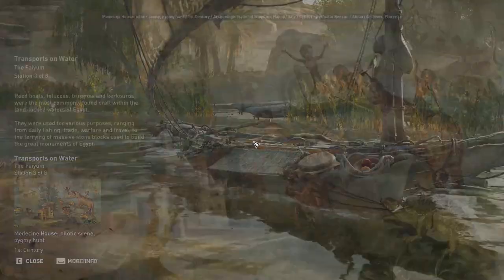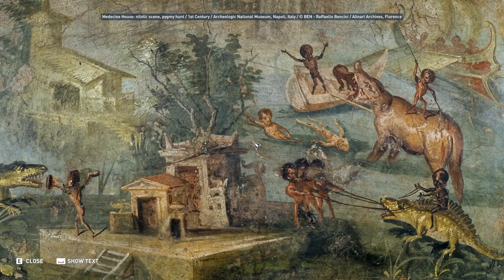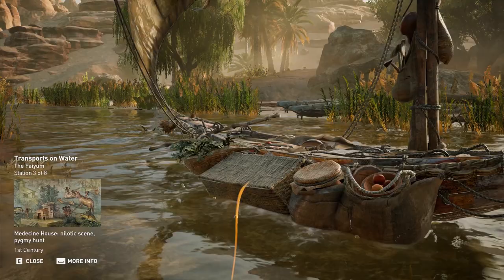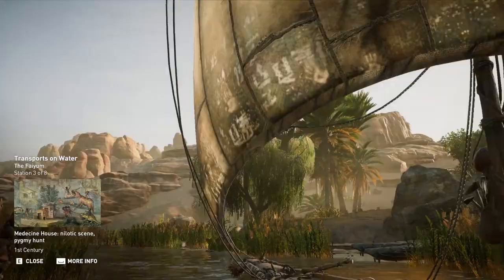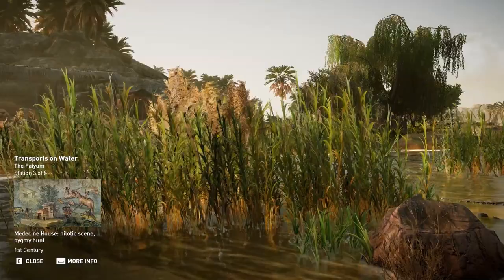Reed boats, feluccas, triremes, and kerkeros were the most commonly found craft within the landlocked waters of Egypt. They were used for various purposes, ranging from daily fishing, trade, warfare, and travel, to the ferrying of massive stone blocks used to build the great monuments of Egypt.